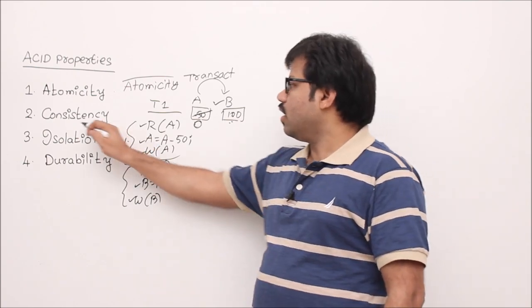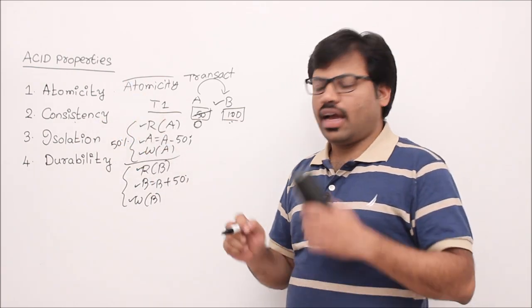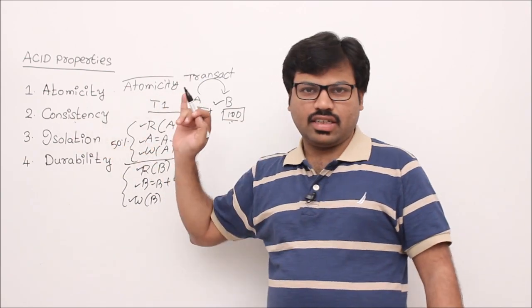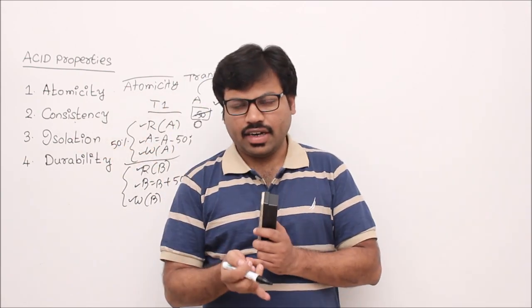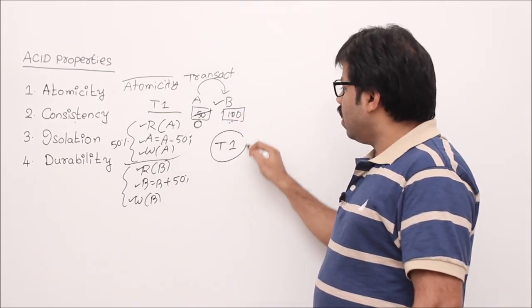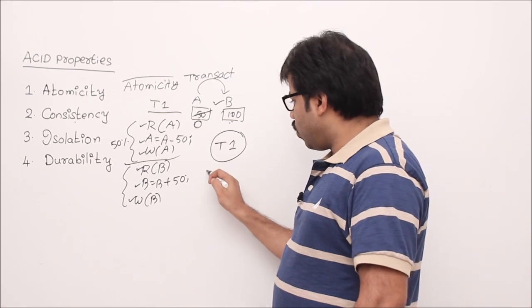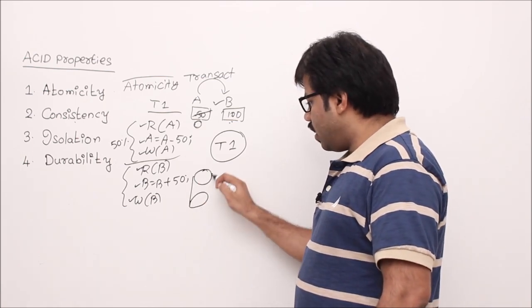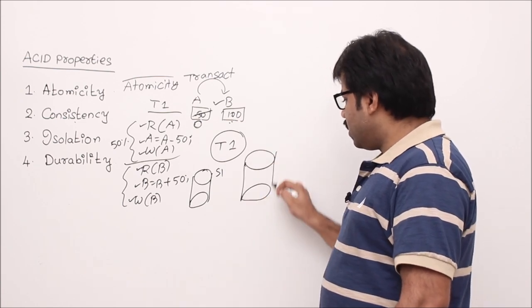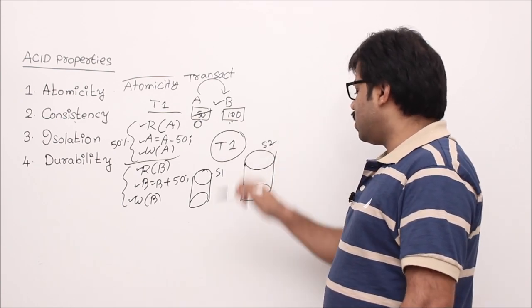Now we'll see consistency. At a high level, I can say that the database maintains it. In consistency, this is the idea. You have a transaction. Before executing the transaction, you have a database state, let's say state S1, and after executing transaction T1, this database state is changed to S2.